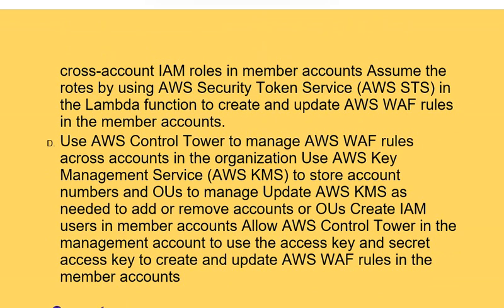Option D, use AWS Control Tower to manage AWS WAF rules across accounts in the organization. Use AWS Key Management Service, AWS KMS, to store account numbers and OUs to manage, and update AWS KMS as needed to add or remove accounts or OUs. Create IAM users in member accounts. Allow AWS Control Tower in the management account to use the access key and secret access key to create and update AWS WAF rules in the member accounts.